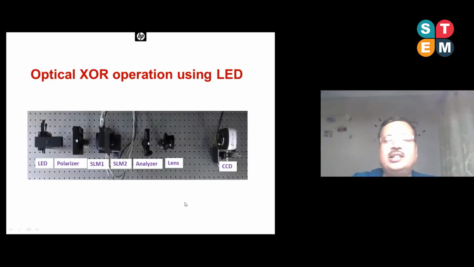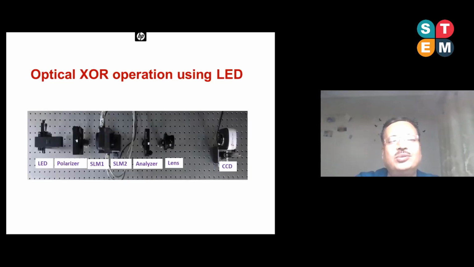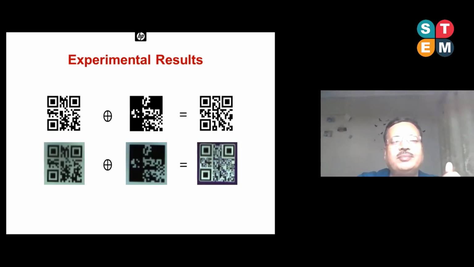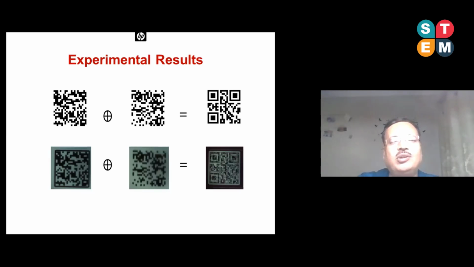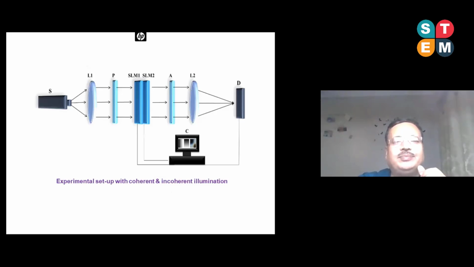This is the actual experimental setup, very easy, but it has some tricky things, like we have to use two SLMs. These are some of the results for the exclusive OR operation, combining the two SLMs, with QR codes, and applying the exclusive OR operation. These are some preliminary results based on that.